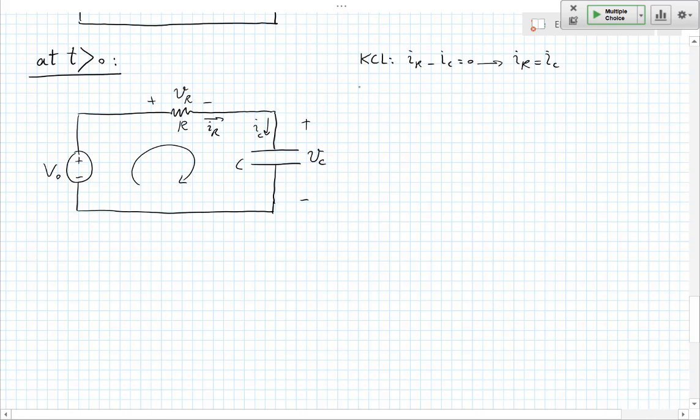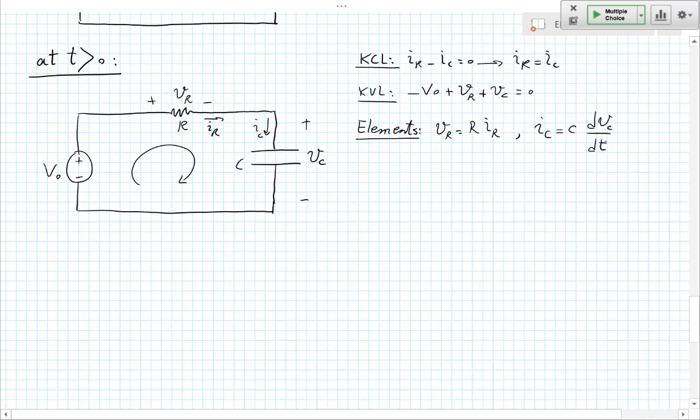And the KVL is minus V naught plus VR plus VC equals 0. And the elements, well, one is just the value of V naught. Another one is VR equals R IR. And another one is IC, which is the same as IR, equals C dVC by dt.